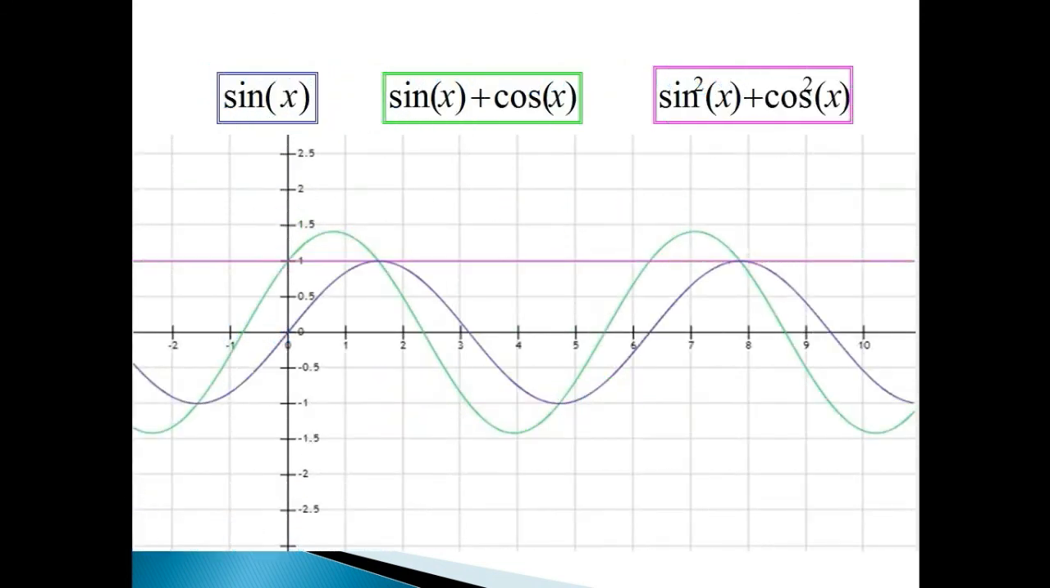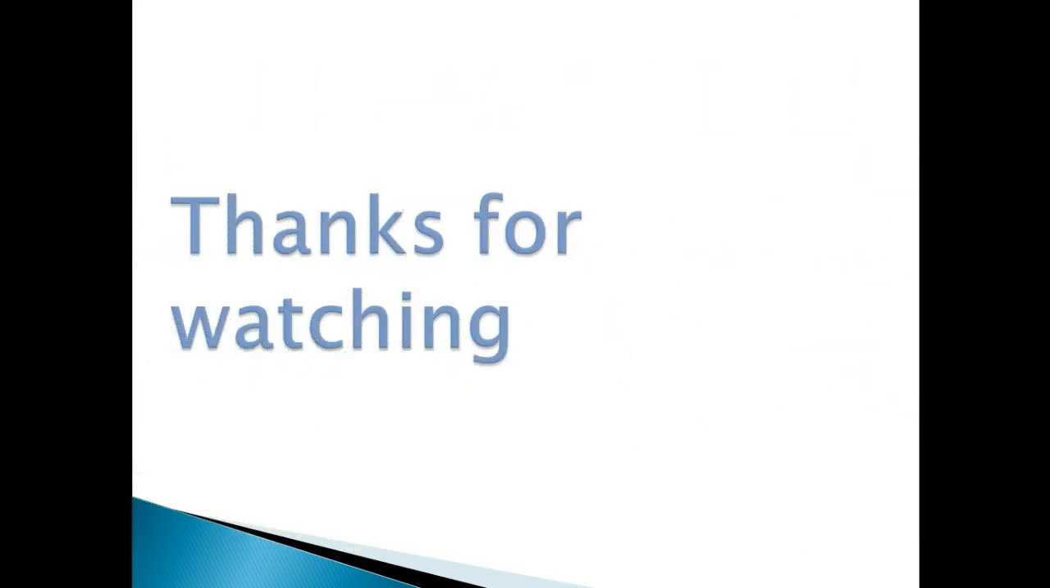Now we take a look at the graph of sin x plus cos x and sin square x plus cos square x. From this graph, we can see that value of sin square x plus cos square x is always 1. So we get the identity sin square x plus cos square x equal to 1. Finally, we are done with sine and cosine functions.